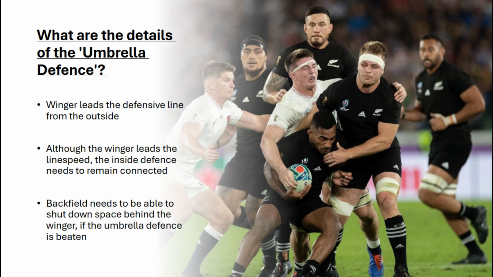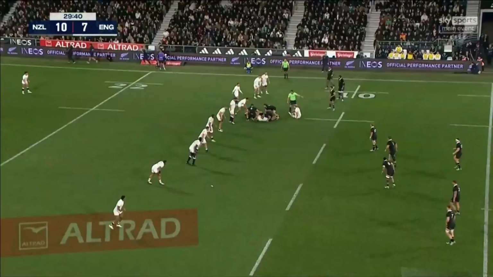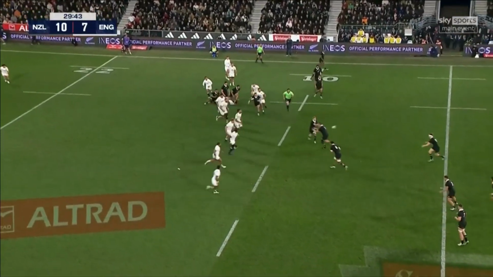As previously mentioned, the winger leads the defensive line from the outside, and they're the ones that push the line speed. Although the winger does lead this line speed, the inside defence must also remain connected, so they must have that inside press and line speed. The backfield must also be able to shut down the space behind the winger if the umbrella defence is to work. So you see a number of clips here. England and South Africa will look to adopt this a number of times.